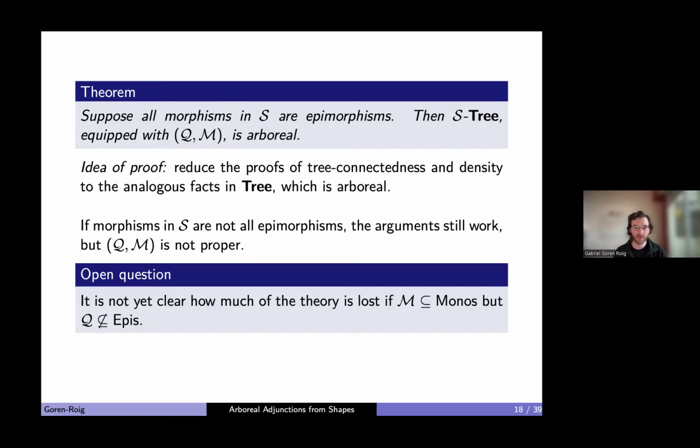But these arguments work, and they work regardless of whether we put this condition on the morphisms of the shapes, that they are epimorphisms. It's just that by definition, an arboreal category requires the quotients to be epis. Now, it is an open question how much of the theory is lost and how much is retained if we drop the requirement that quotients are epis. So there might still be some situations in which we could consider S trees without this assumption. But it's something to be seen in the future.